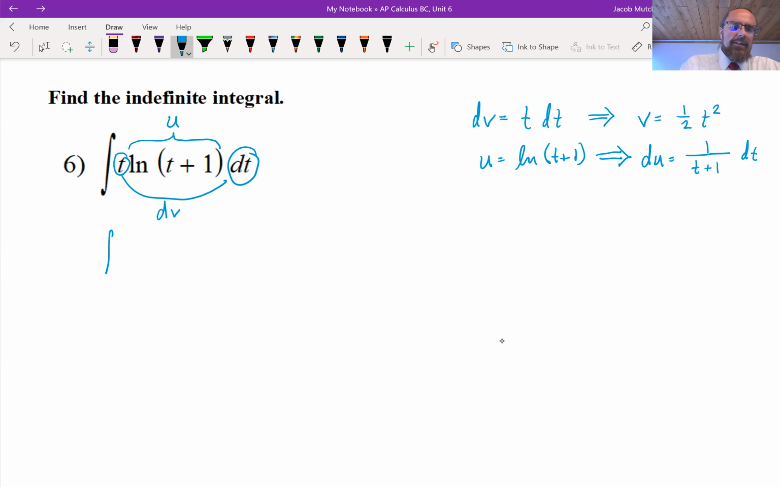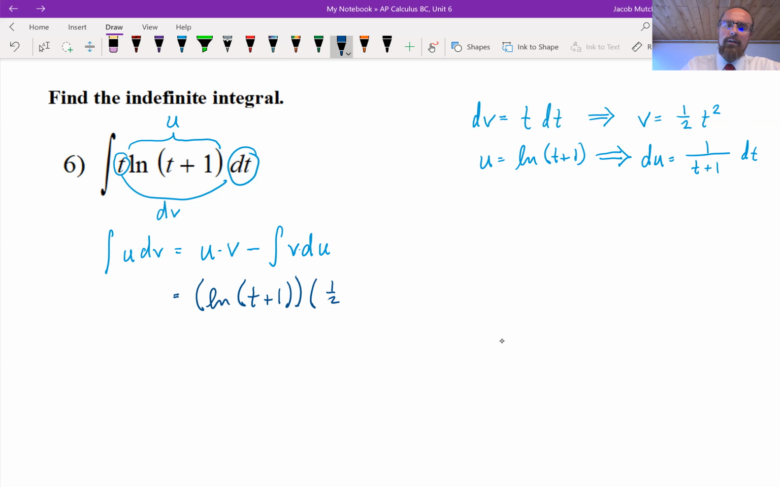Let's remember our rule again. It's the integration of u dv equals u times v minus the integration of v du. So again, I just want to substitute parts in here. So now it's going to be equal to u times v. So that's the natural log of t plus 1 times 1/2 t squared. That was my v. Minus the integration of v, which is again 1/2 t squared, times du, which is 1 over t plus 1 dt.